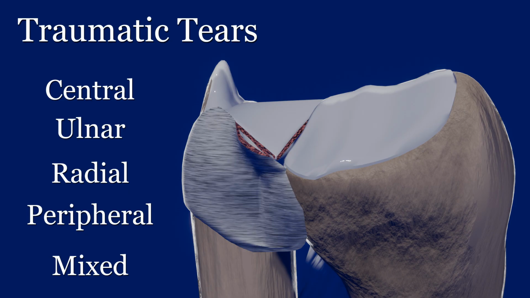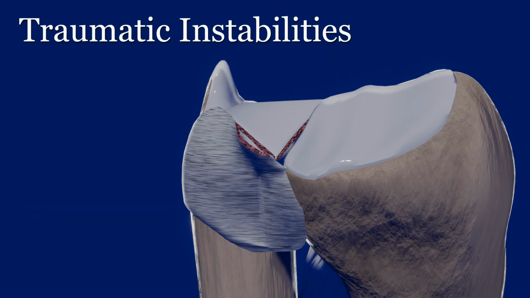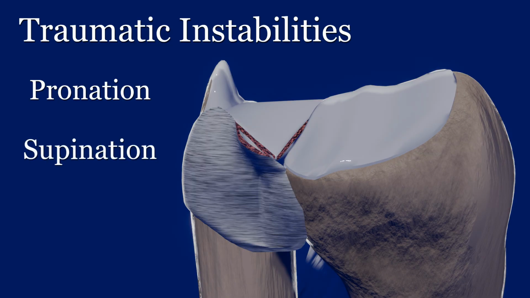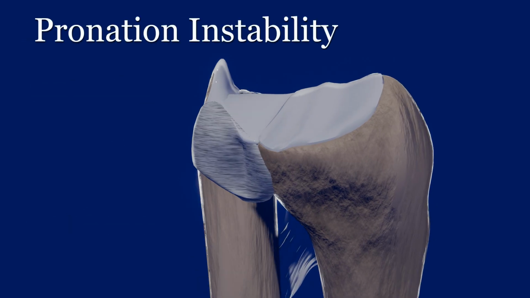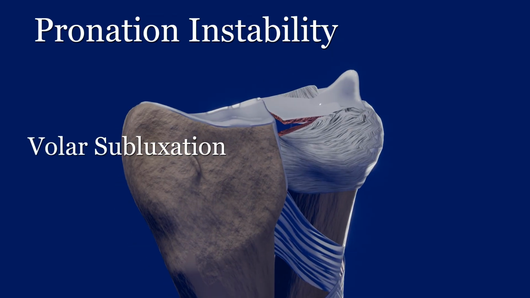Associated injury to the joint capsule, in particular the radio-ulnar ligaments, is to be expected with any instability. Traumatic TFC injuries are classified as pronation injuries, supination injuries, or combined based on the pattern of instability. With a pronation instability, the radius will exhibit increased volar translation relative to the ulna with stress testing.